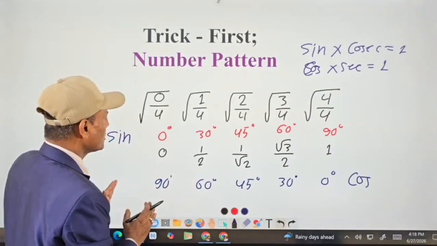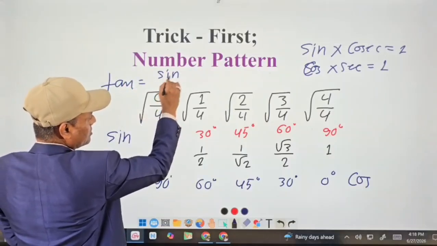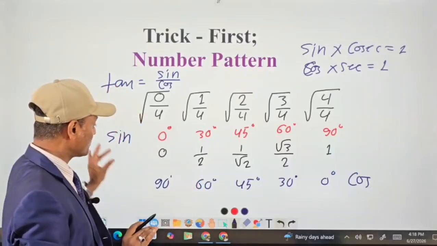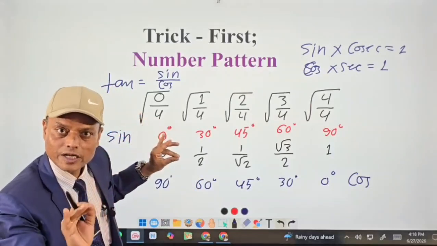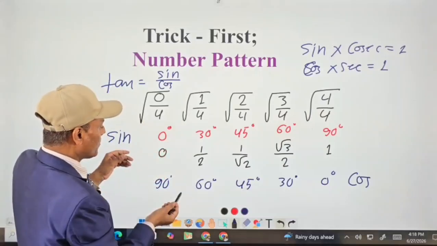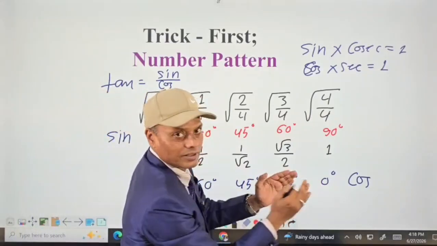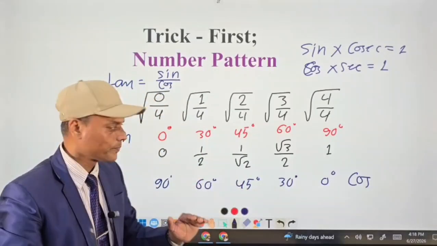And now next one is tan equals to sine by cos. Right? So if you are going to find out the value of tan 0 degree, then tan 0 degree will be sine 0 degree by cos 0 degree, right? It means sine 0 degree is 0, cos 0 degree is 1, 0 by 1 is 0. So tan 0 degree will be 0.